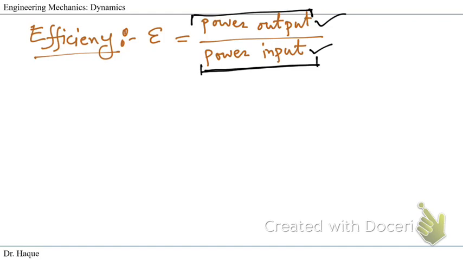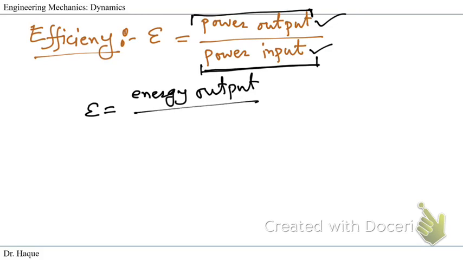If the power input and the power output are applied over the same amount of time, meaning we provide the power for a certain amount of time and get the power out over the same amount of time, then efficiency can also be written as energy output over the energy that we provided, energy input.